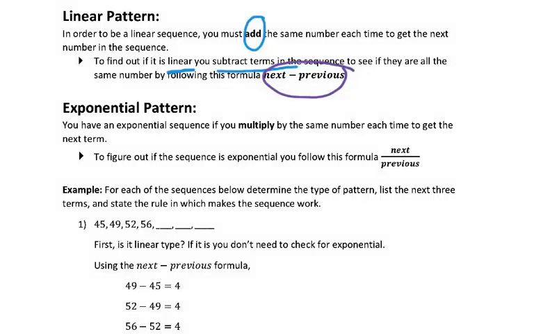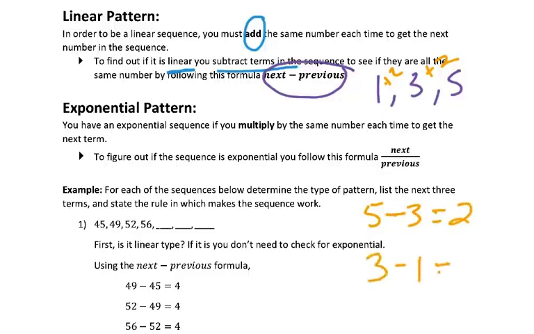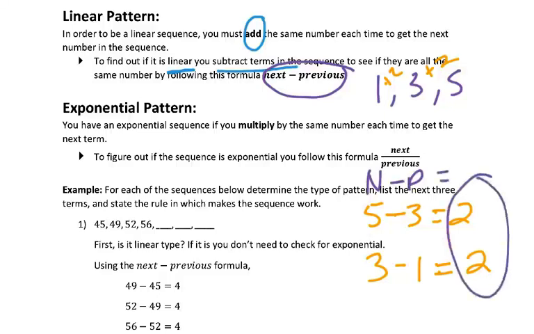But remember that you're basically trying to figure out if you go from 1, 3, 5, well, I know very quickly in my head that I've added 2 each time, but I could also say that 5 minus 3 equals 2, and 3 minus 1 equals 2. So remember, this is your next minus your previous, and they always equal the same number. That's how I know it's linear.